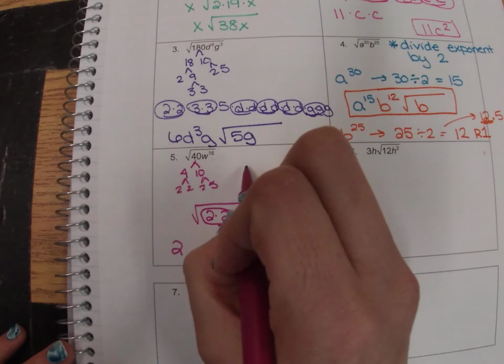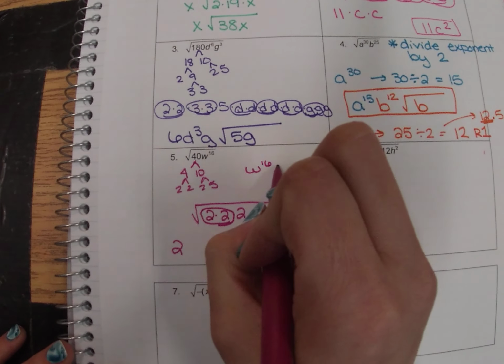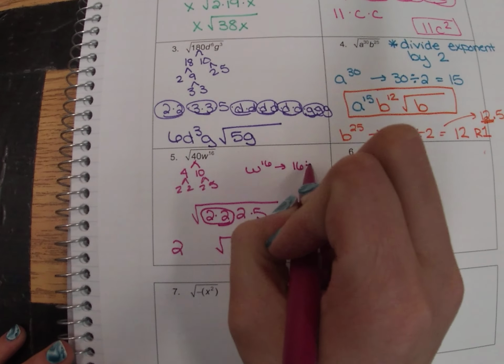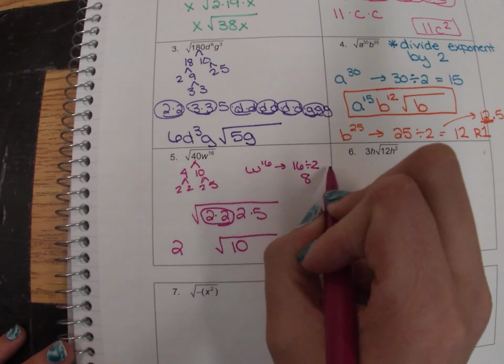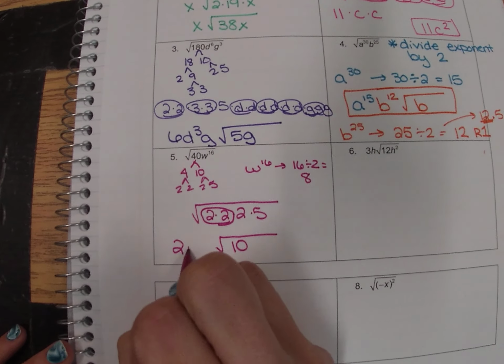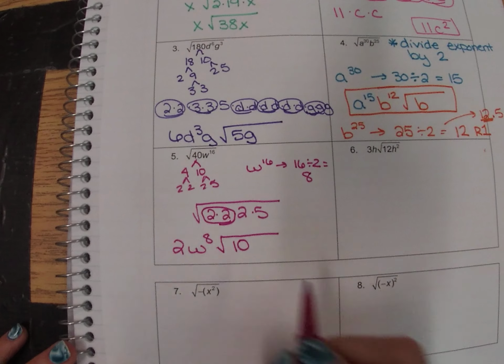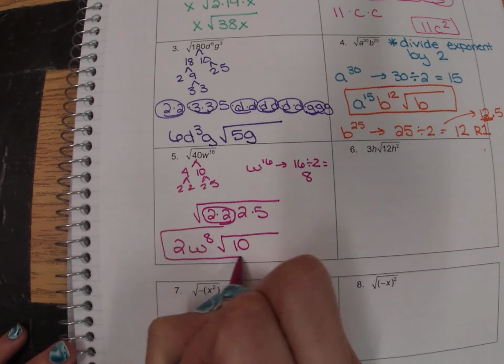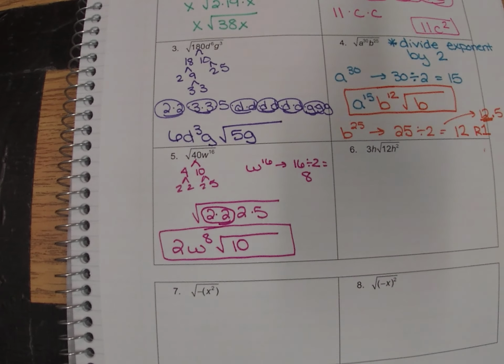And then I go to my W to the 16th. I say, okay, I need to take that 16 and divide it by 2, which gives me an 8. So I know that there are going to be 8 pairs that come out in front, and there are none left over, so there's nothing else inside that square root. So 2W to the 8th square root 10.